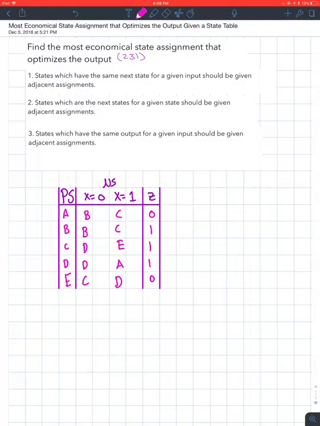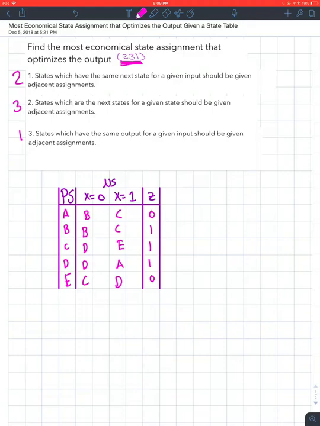Alright, sup nerds. In this question, they're asking for the most economical state assignment that optimizes the output given a state table. So the keyword here is output. Normally we would have the steps in this order, but because they're asking for output, you want to remember this magic number 231. And you're just going to put 2, 3, 1 here.